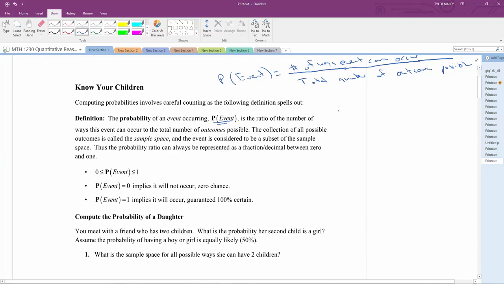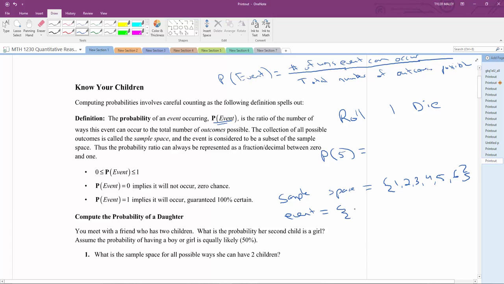So let me give just a simple example. Let's say you're rolling a die, right? Let's say you roll one die, and you want to find the probability of rolling a 5, right? So the sample space is equal to 1, 2, 3, 4, 5, 6, and the event here would be the set containing just 5, right? The number of ways it can occur is just 5.